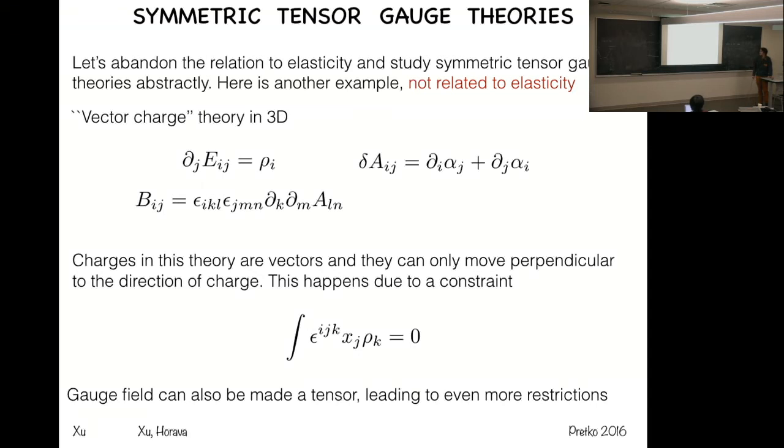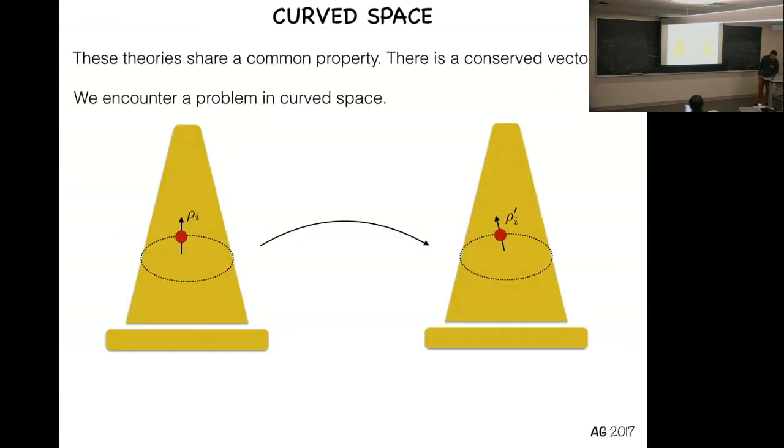In this theory, there is a property that charges are all vectors. They're characterized by a charge, which is a vector, and there is a constraint that prohibits them from moving along the charge direction. They can only move perpendicular to the direction of this vector. So they can move in 2 dimensions. For every vector in 3 dimensions, there are 2 directions.